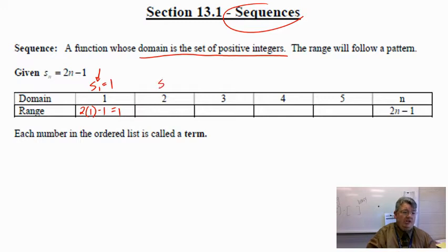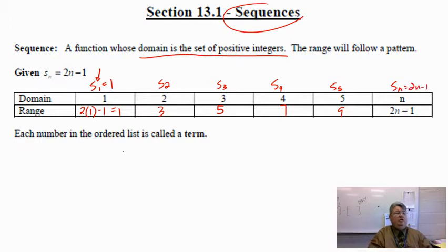So what this is asking for is S sub 2. Well, S sub 2, put 2 in there. 2 times 2 is 4. 4 minus 1 is 3. This is S sub 3. 2 times 3 is 6. 6 minus 1 is 5. Now, do you see the pattern? 1, 3, 5, 7. Good. That's S sub 4. S sub 5 is 9. And S sub n is 2n minus 1.